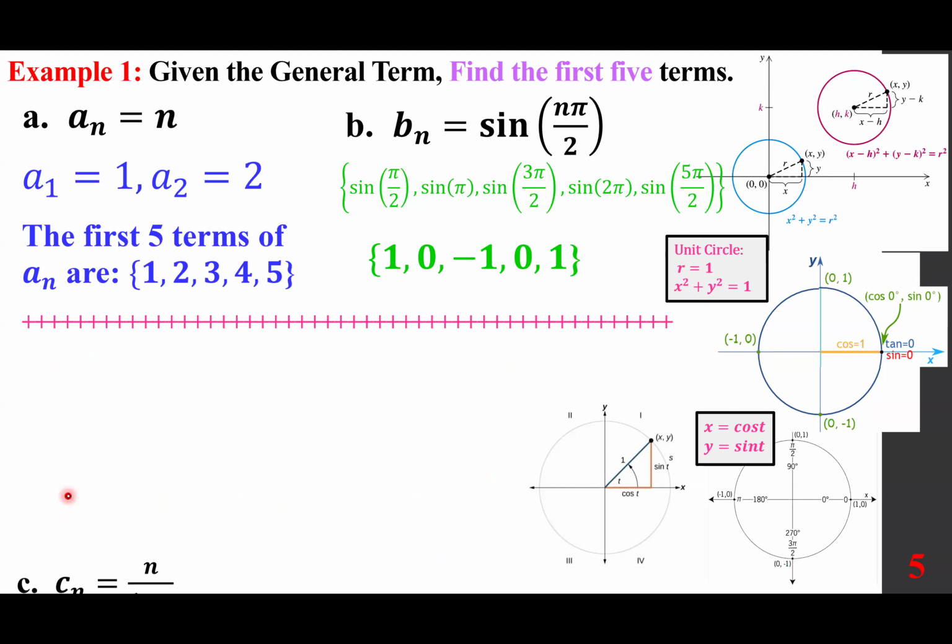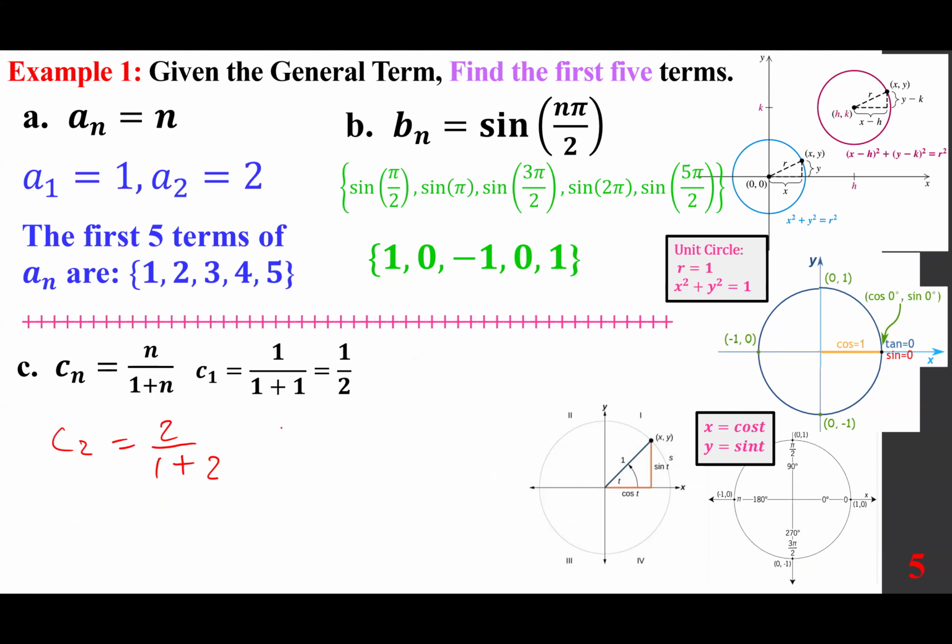What about this one? C sub n is n over 1 plus n. And so C sub 1 is 1 over 1 plus 1, or simply 1/2. If I want C sub 2, I put 2 over 1 plus 2, so that's 2/3. C sub 3 is 3 over 1 plus 3, 3/4, and I have the rest of it.